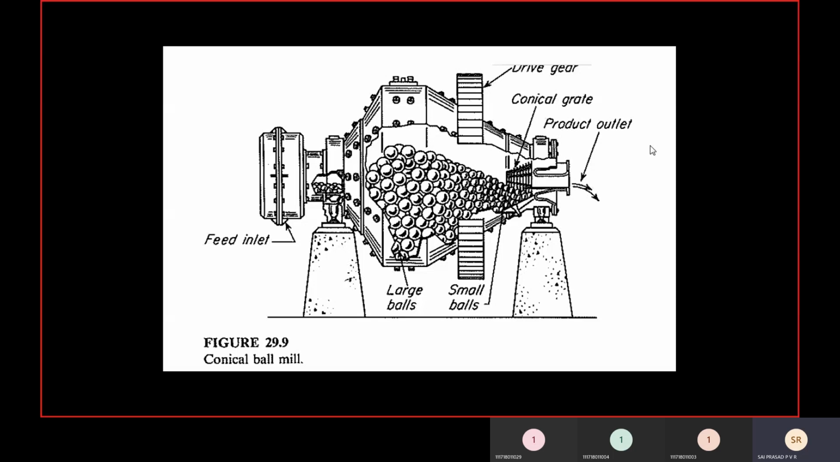So let us have a quick revision of the conical ball mill, and then we go for the theory part of the conical ball mill. The conical ball mill consists of three major parts. One is the diverging cone, the second one is the cylindrical part, and the next one is the converging cone. The length of the diverging cone is less, whereas the length of the converging cone is more.